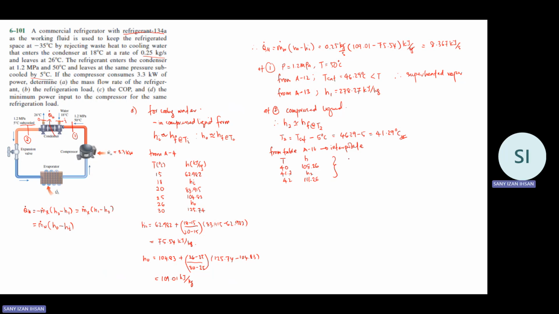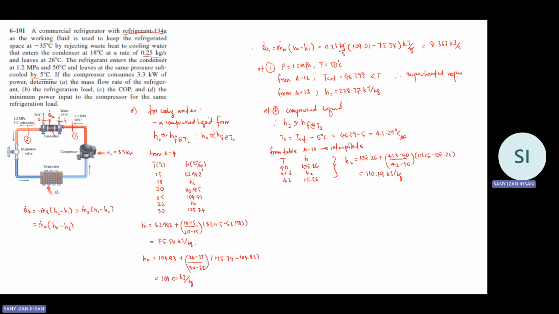From here, if you interpolate, you have H2 equals 108.26 plus 41.3 minus 40 divided by 42 minus 40, multiplied by 111.26 minus 108.26. Your H2 turns out to be 110.19 kilojoule per kilogram. All right, so we have H2, we have H1.